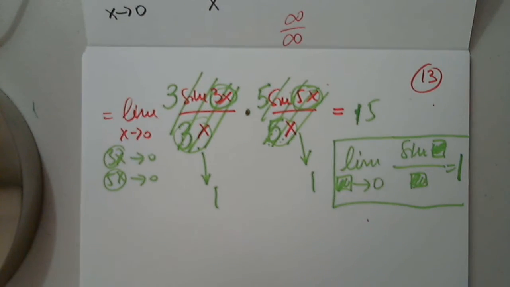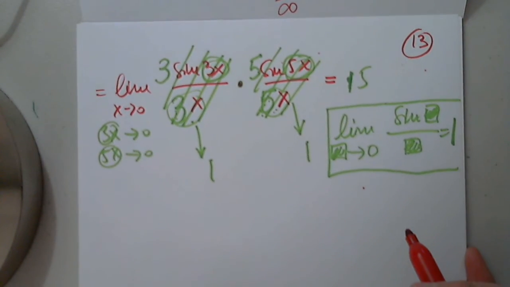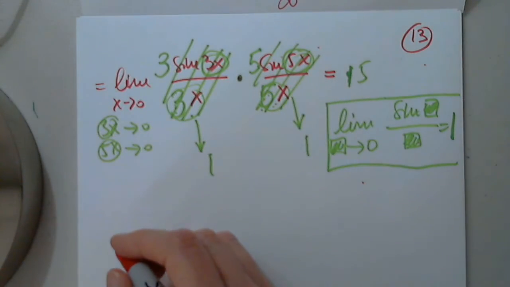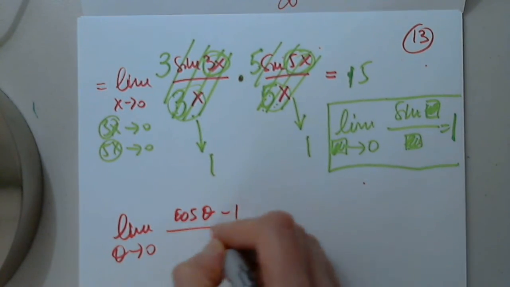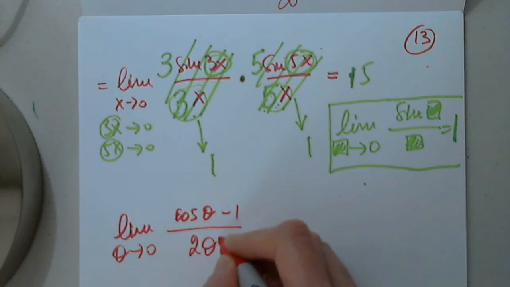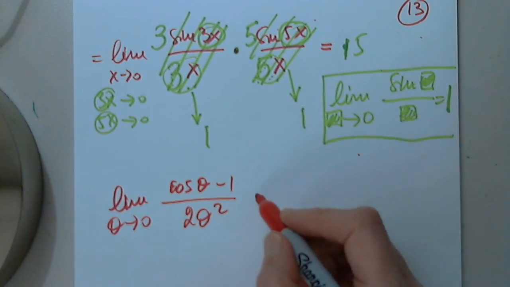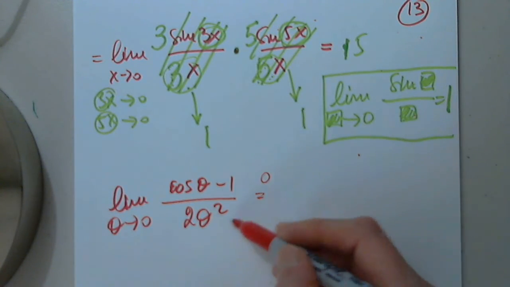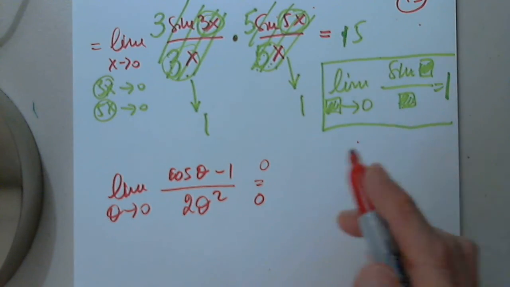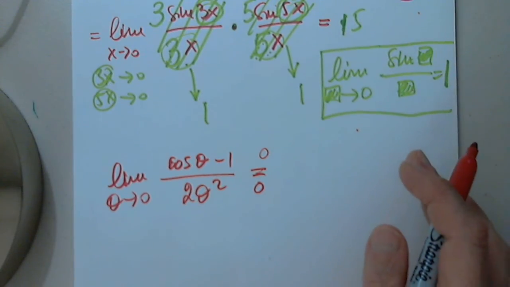Now, any questions on this? For example, on something like this, the limit as theta approaches 0 of cosine theta minus 1 over 2 theta squared. Cosine 0 is 1, 1 minus 1 is 0, the denominator is 0 as well. So on this, you can use L'Hopital's rule.